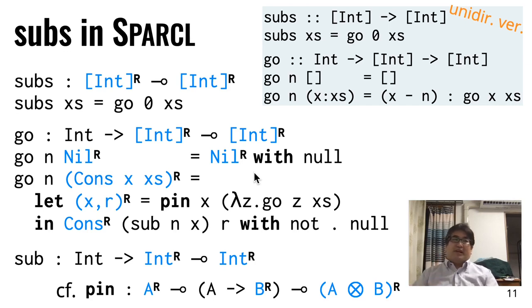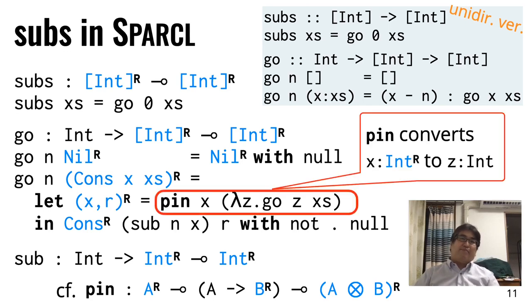The most important part in the definition is that it uses the pin operator. By using the pin operator, we convert x of type invertible int into z of type ordinary int. Thanks to this conversion, we can call go for z and xs. Recall that the first argument of go expects int instead of invertible int. We say again that the two programs look very similar. Indeed, they have the same recursion structure. This is a strength of Sparcl compared with existing reversible languages.